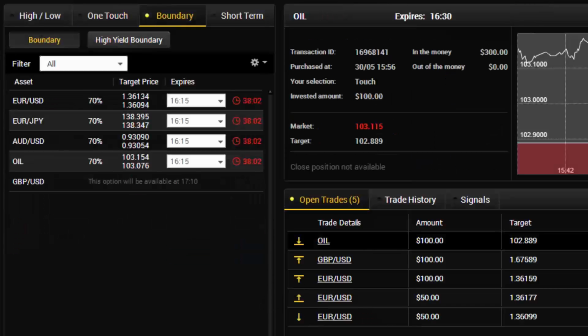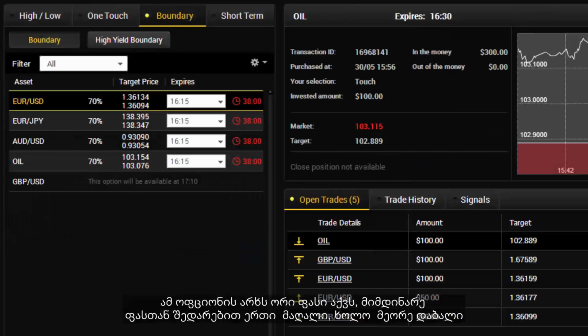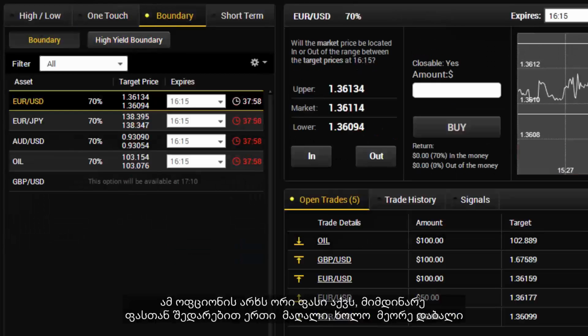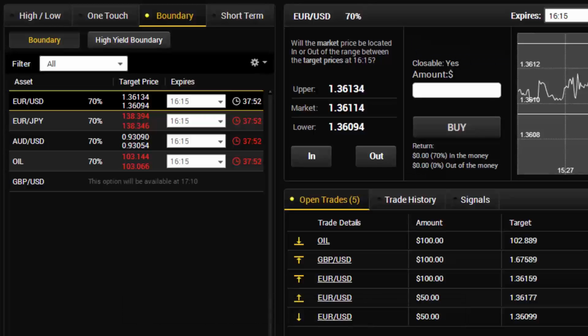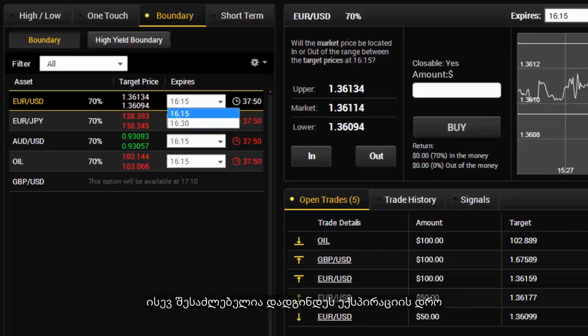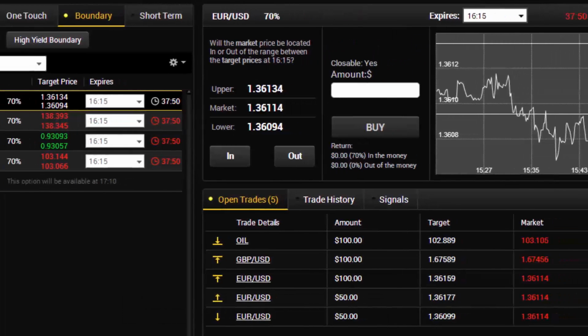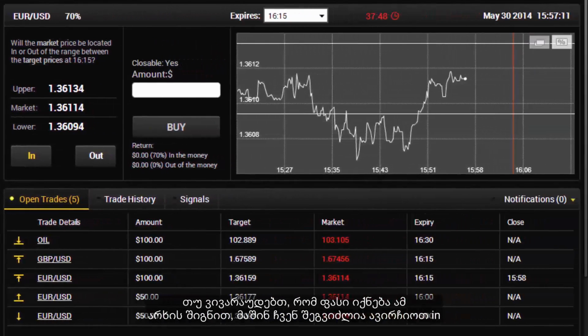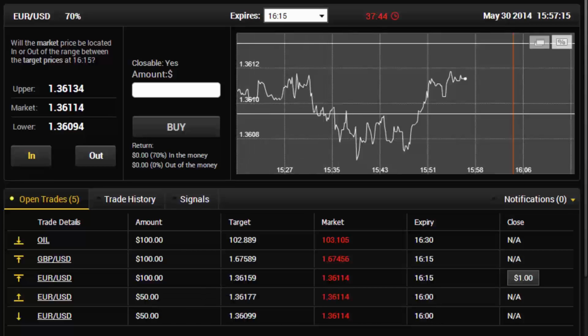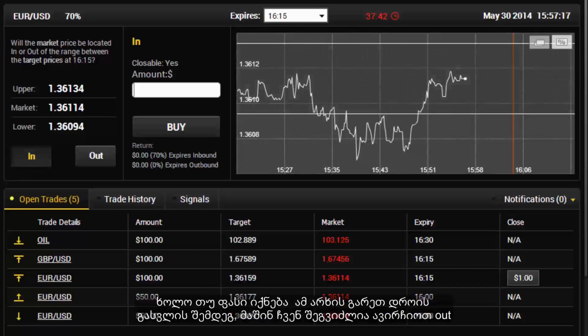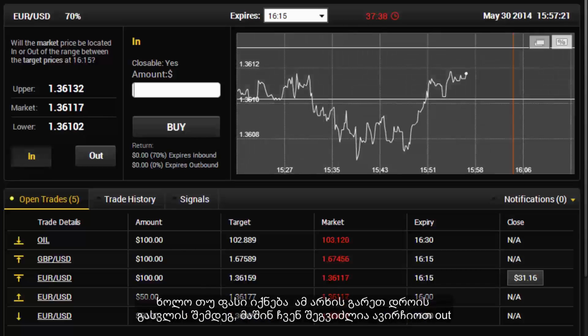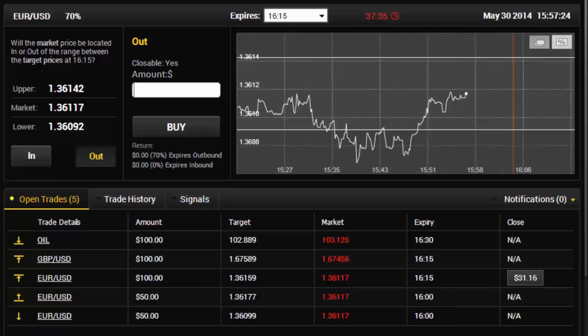Boundary. In this option type, a channel with two prices, one higher than the current price and the other lower than the current price, is specified. Again, the expiry time is set here. If we speculate that price would be in the channel, then we can select in, while if the price would be outside the channel at the expiry time, then we can select out.